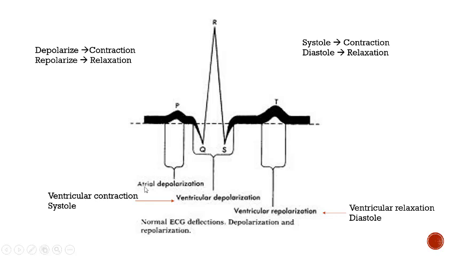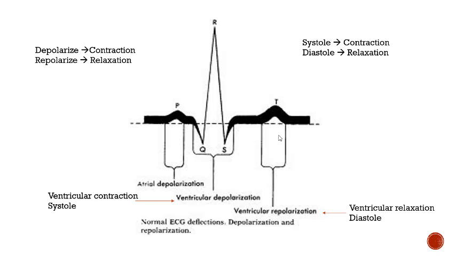So your P wave is your atrial depolarization. And again, to depolarize is to contract. So the P wave is looking at the atria contraction. And then your QRS complex is looking at your ventricular depolarization or your ventricular contraction. And then your T wave is looking at your ventricular repolarization or your ventricular relaxation.